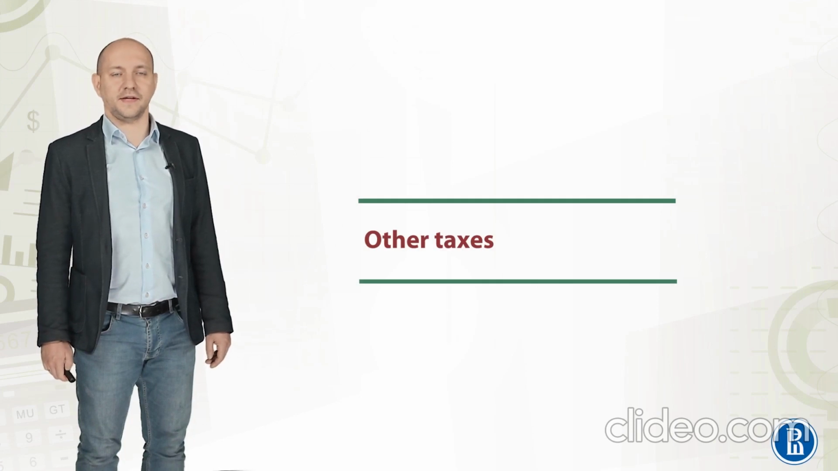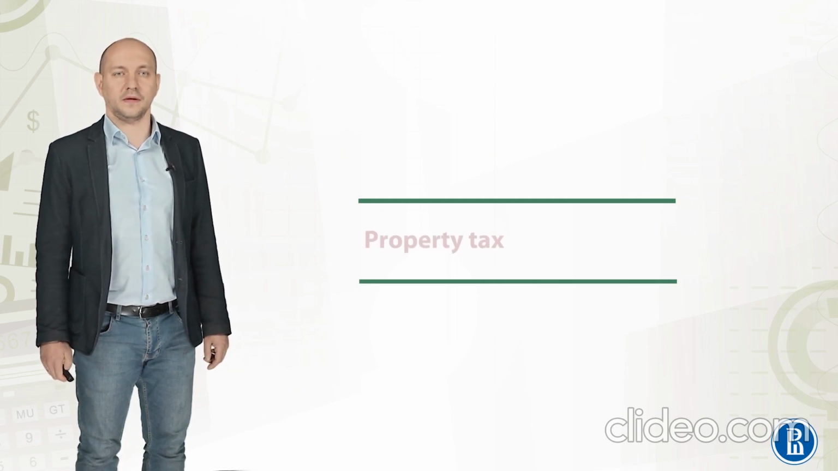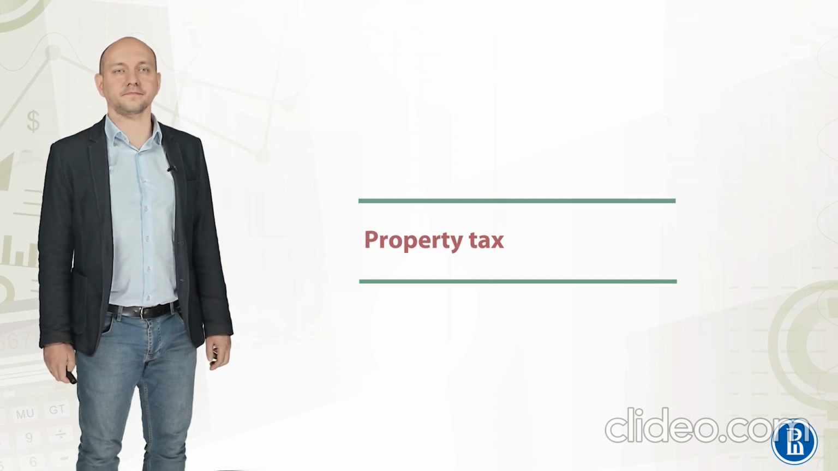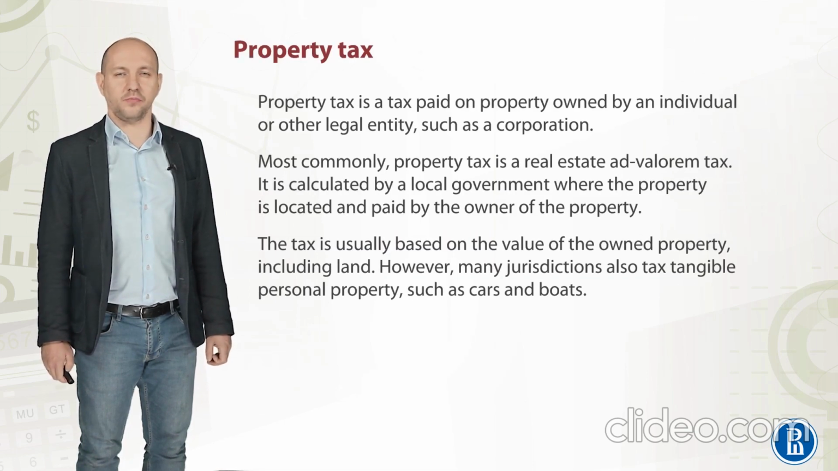And now let's consider other taxes that can be seen in financial models and understand them a bit better. So first of all, property tax. Property tax is a tax paid on property owned by an individual or other legal entity such as a corporation. Most commonly, property tax is a real estate ad valorem tax. It's calculated by a local government where the property is located and paid by the owner of the property. The tax is usually based on the value of the owned property, including land.